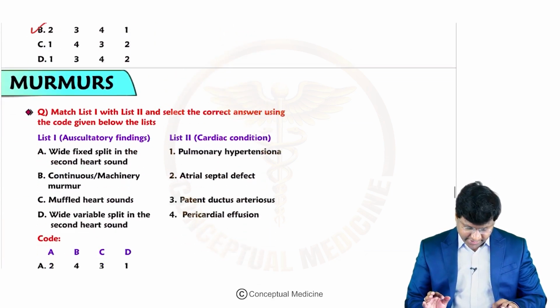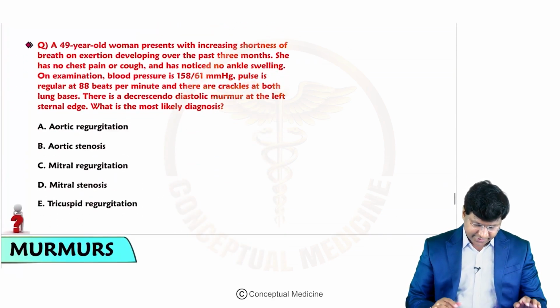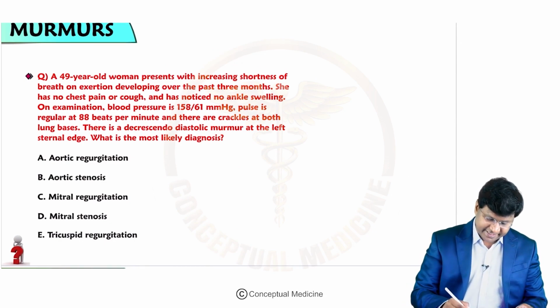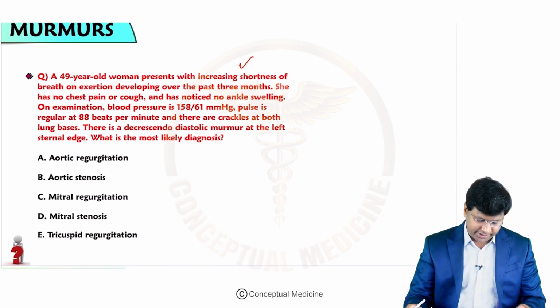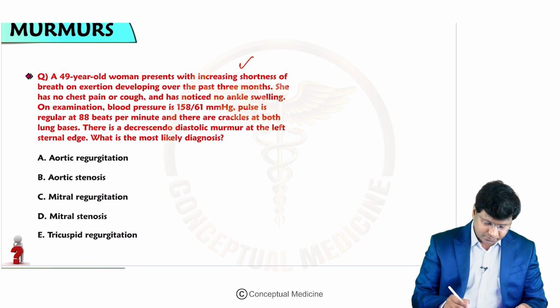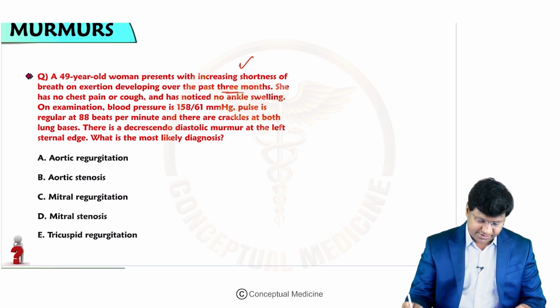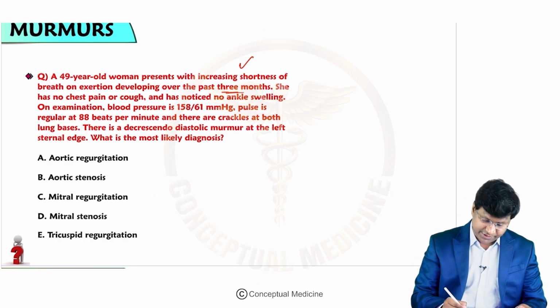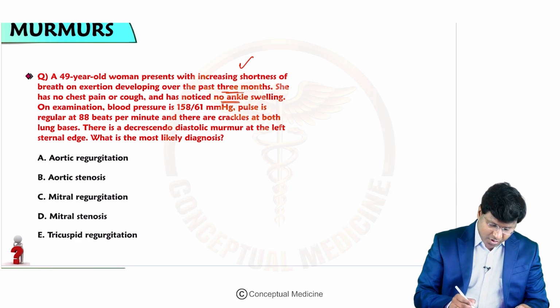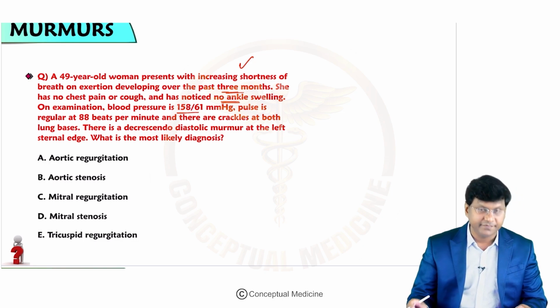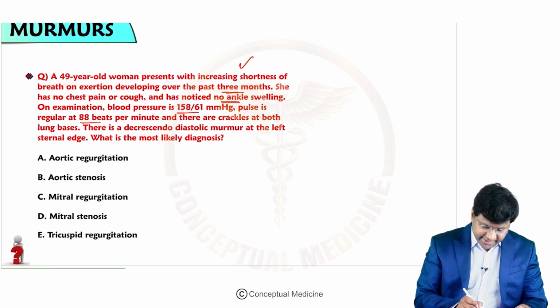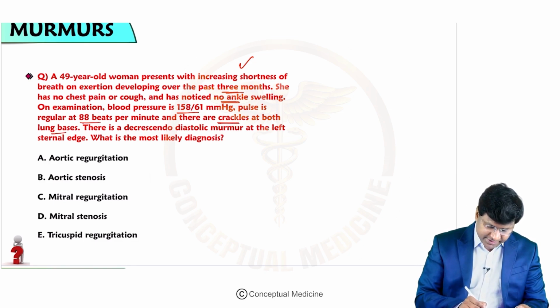Next, you take another important clinical scenario. A 49-year-old woman presents with increasing shortness of breath on exertion developed over the past 3 months. She has no chest pain or cough and has noticed no ankle swelling. On examination, blood pressure is 158 by 61 millimeters of mercury. Pulse is regular at 88 beats per minute and there are crackles at both lung bases.